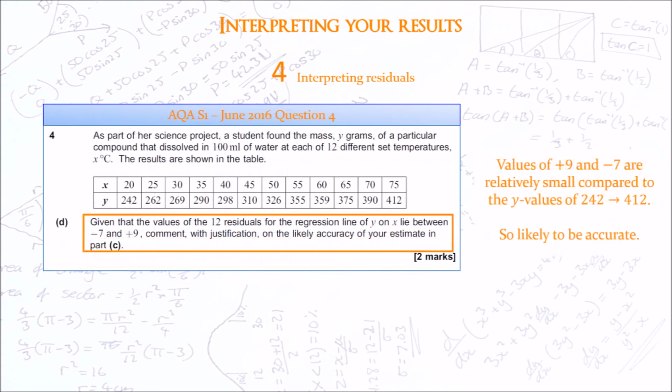Another example of this, given that the values of 12 residuals lie between minus 7 and 9, again if we look at the y values here, our y values range from 242 to 412. So being out by a maximum of 7 or 9 is relatively small, so we can say that our predictions are relatively accurate.